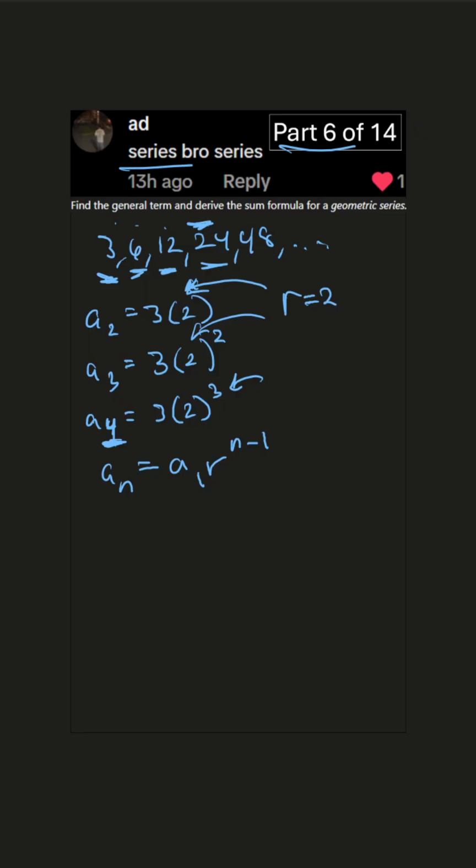So this works for any geometric sequence. For example, let's say we had a sub 1 equals 5 and r equals 1/2. Then the fifth term, a sub 5, equals, well, let's plug into the formula. A sub 1 is 5 times r is 1/2, to the n minus 1, well, n is 5, so n minus 1 is 4. So that's how you find the nth term of a geometric sequence.